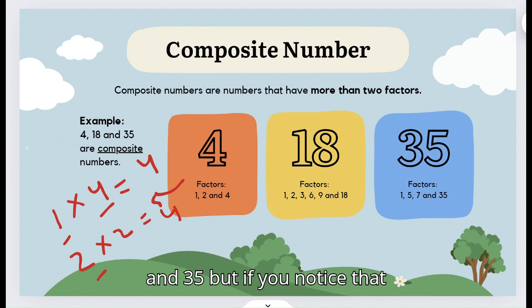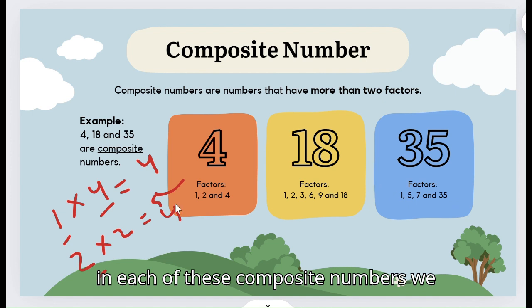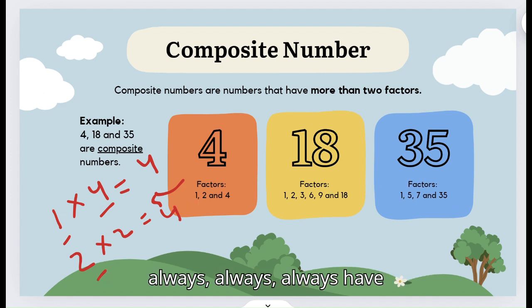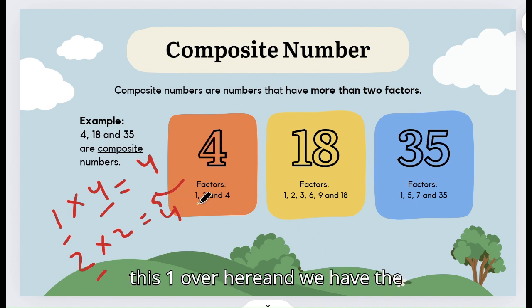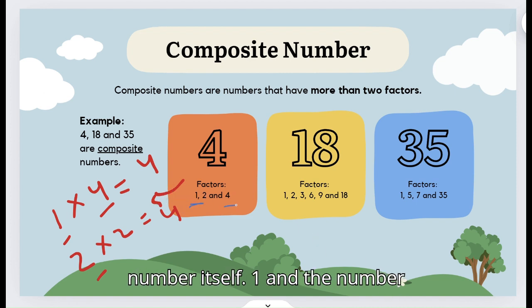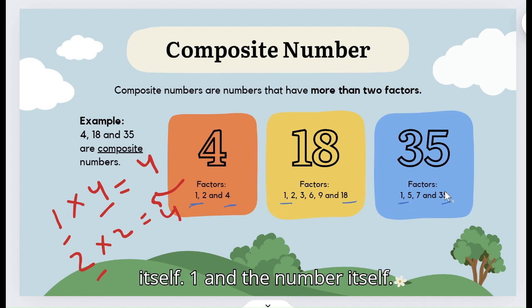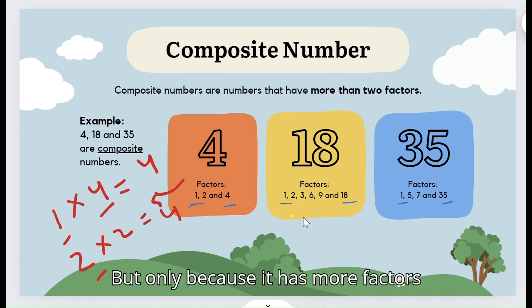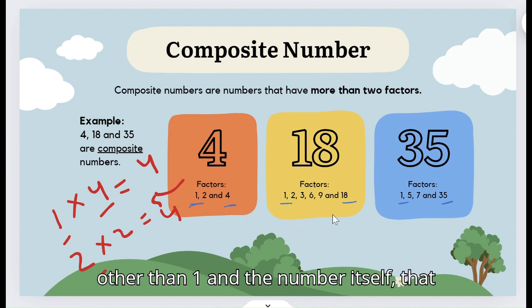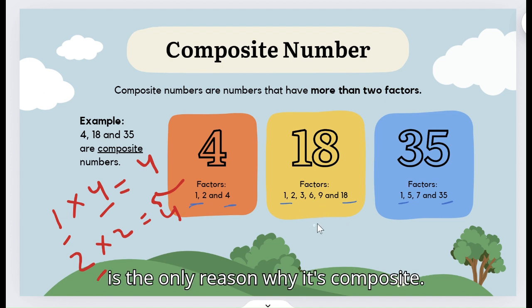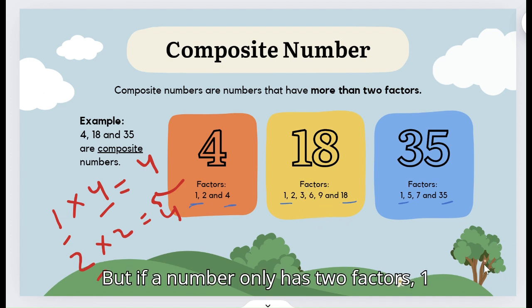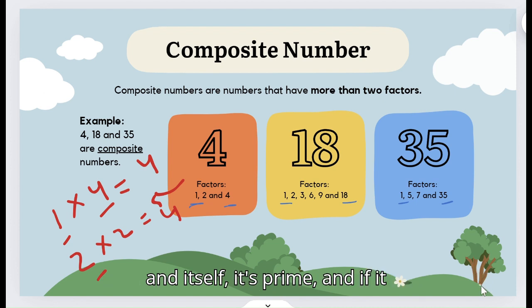But if you notice, in each of these composite numbers, we always have 1 and the number itself. But only because it has more factors other than 1 and the number itself, that is the only reason why it's composite. If a number only has 2 factors, 1 and itself, it's prime, and if it has more than 2 factors, that means it's composite.